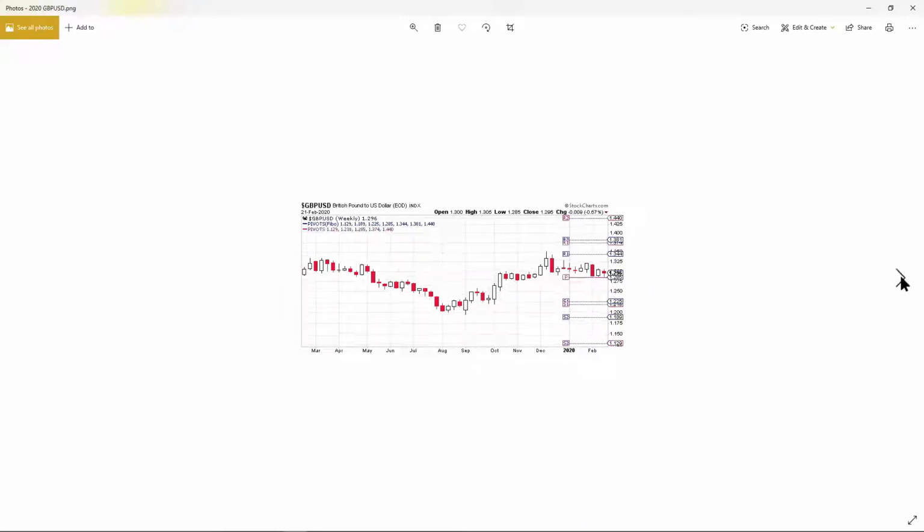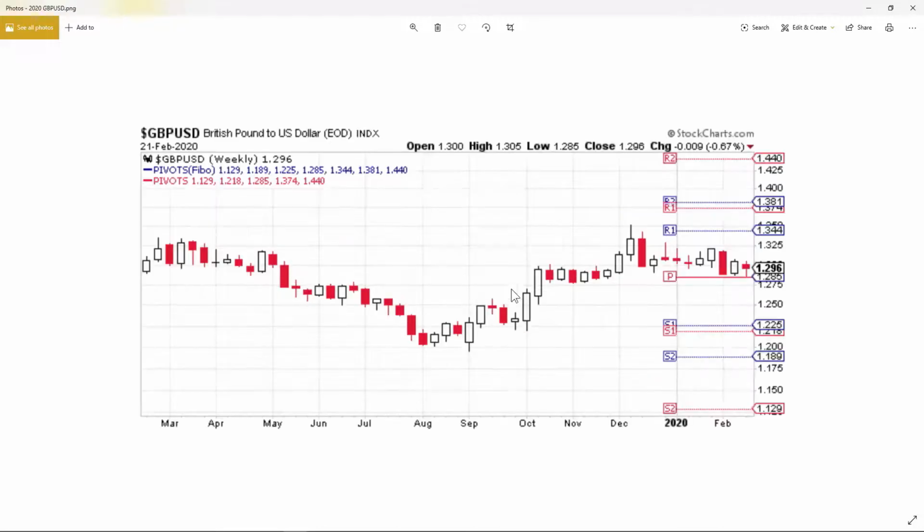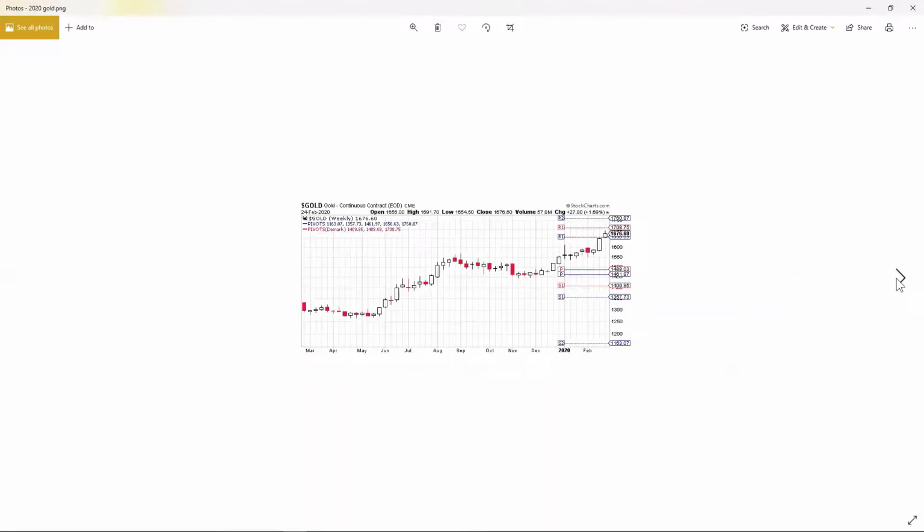Okay. And cable, bouncing off of its yearly pivot right now. As long as $1.28 holds, it should go to $1.34, maybe $1.38 this year. Yeah, because $1.3738 is confluence, so that's a possibility. Correct. But we have to respect this one first. It's a process. It's usually a stair step.